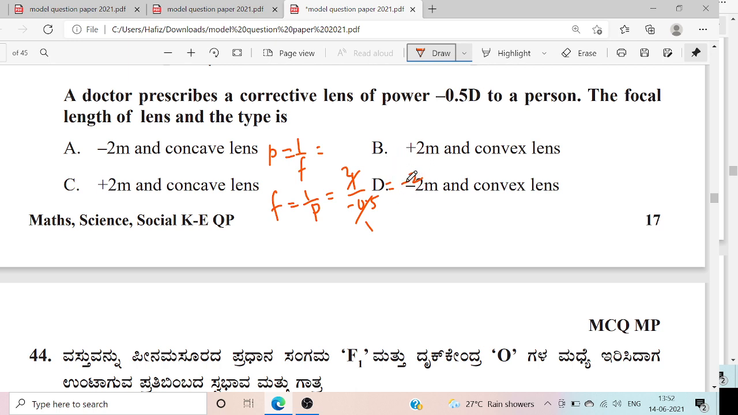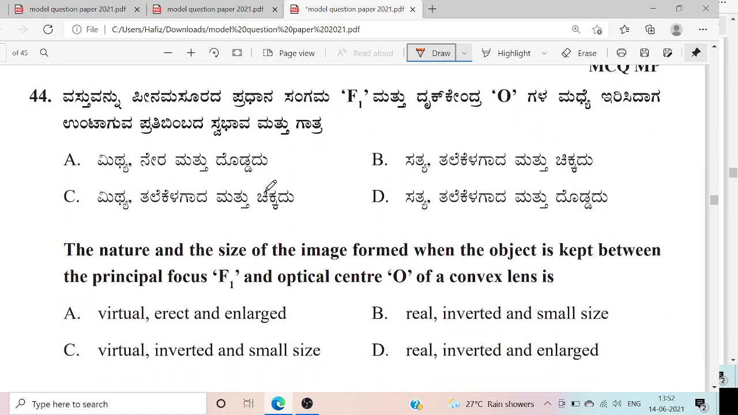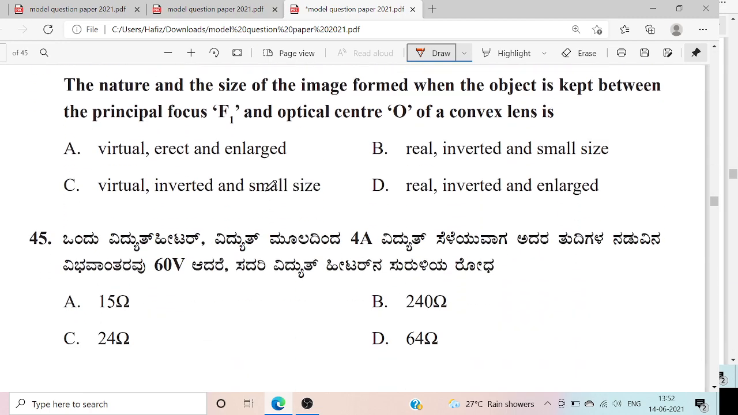Okay, and the negative sign, see here, the focal length of a concave lens will be negative since it falls on the left hand side. In the sense, option A is the correct option in that. Yes, and you could see the next question is on your screen.